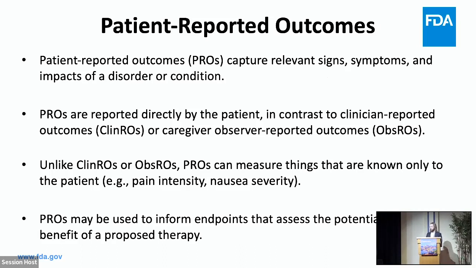PROs are unique because, unlike the clinician or the observer measures, PROs can measure things that only the patient can truly know and truly quantify. Good examples of that are pain intensity and nausea severity. The patient knows how they're feeling. You can't necessarily rate it the same way just by observing the patient. And of course, PROs, importantly, are used to inform endpoints that assess the potential clinical benefit of a proposed therapy.